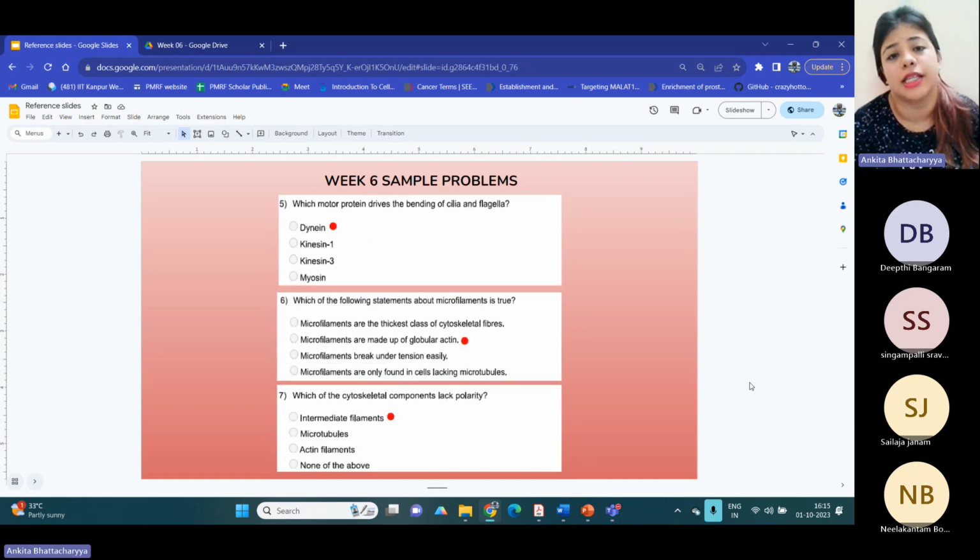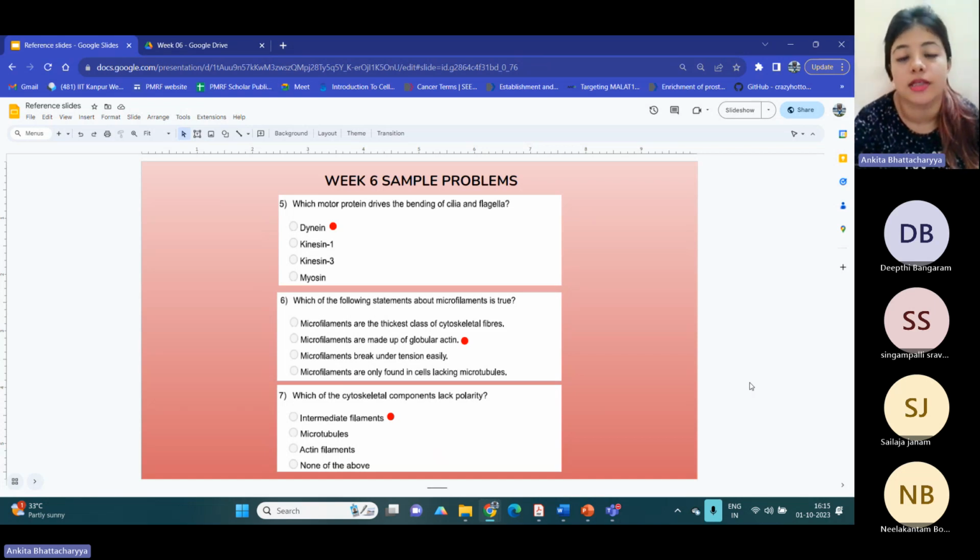Then we're being asked which motor protein drives the bending of cilia and flagella. So we saw that dynein, present between the microtubule doublets, is involved in the bending of cilia and flagella. So that is the correct option. The others are kinesins and myosins, which are obviously not correct.